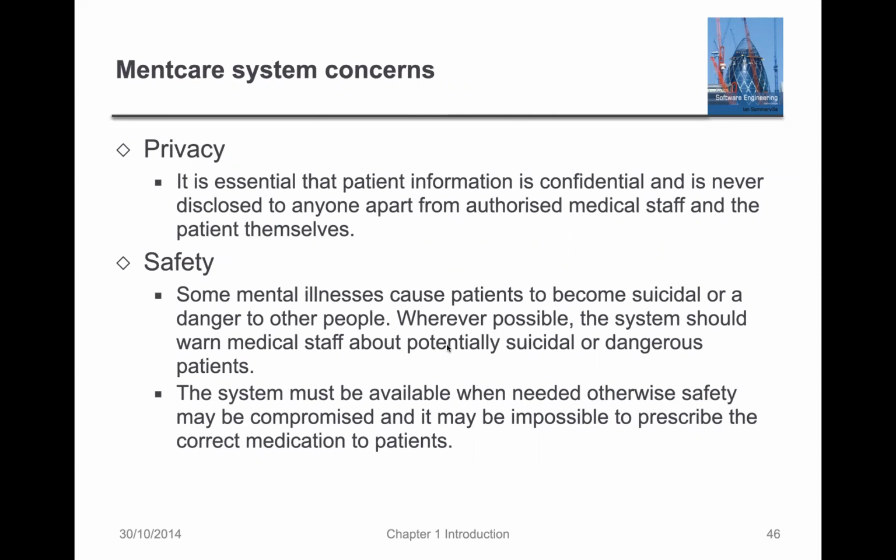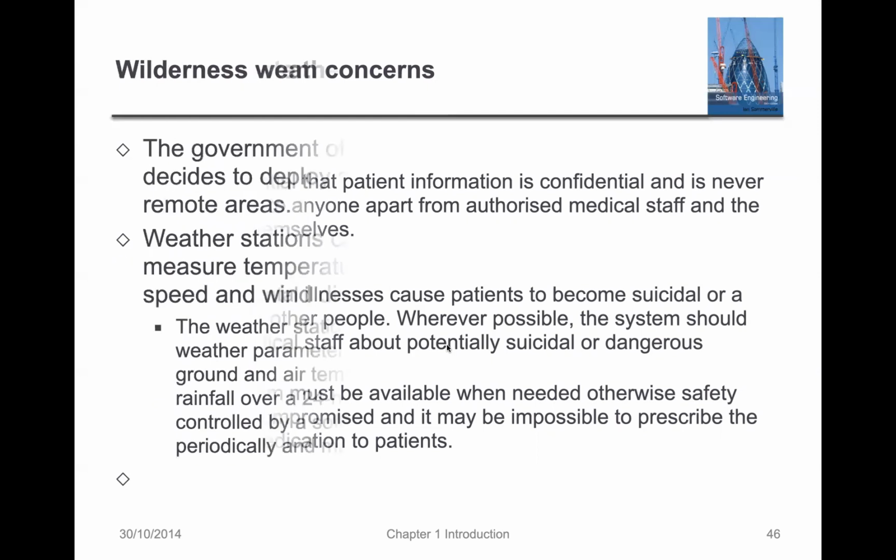The safety: some medical illness causes a patient to become suicidal or a danger to other people. So wherever possible, the system should warn medical staff about a potentially suicidal or dangerous patient, because you might be seeing a patient, and the system should be able to tell you that with this patient, you should be careful. The system must be available when needed. Otherwise, safety may be compromised, and it may be impossible to prescribe the correct medication. So it must be available whenever it is needed.